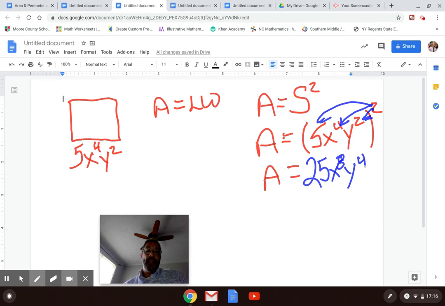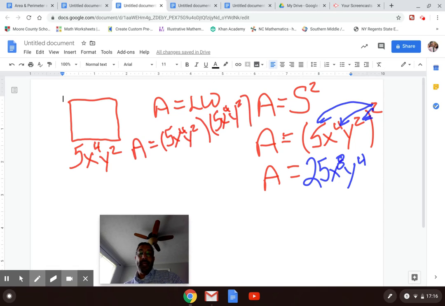y to the 4th. You also could have done it the way of using factors over here, where you would have said the area equals 5x to the 4th y squared, times 5x to the 4th y squared. And you would have gotten the same answer. Okay, so 25 x to the 8th y to the 4th is your answer here.